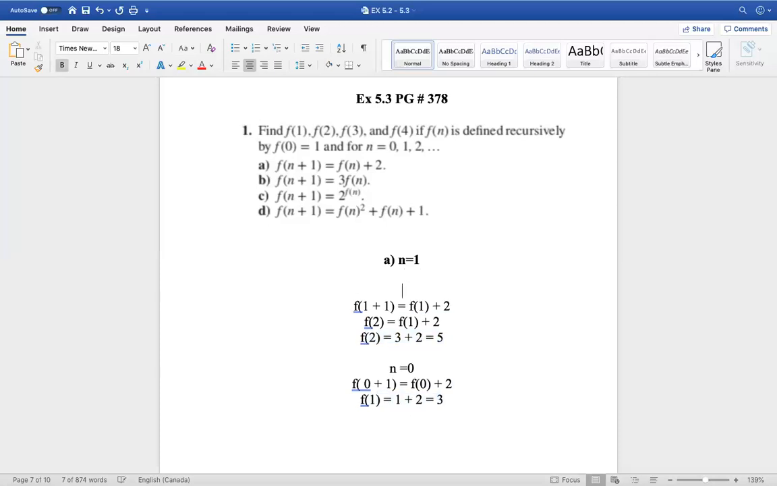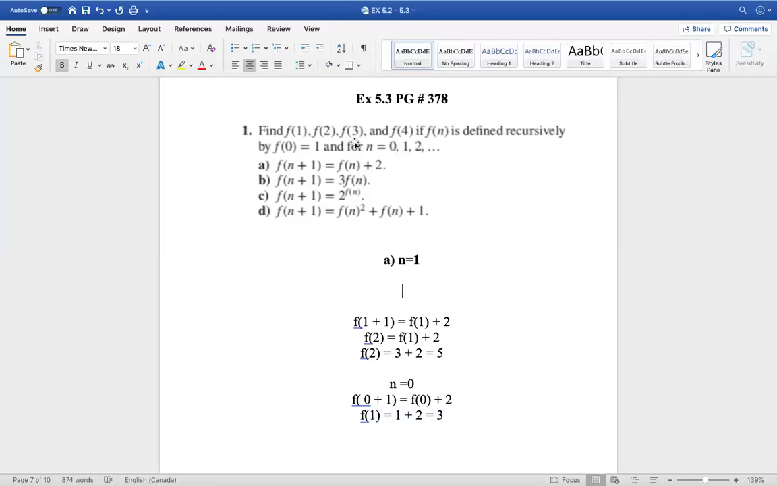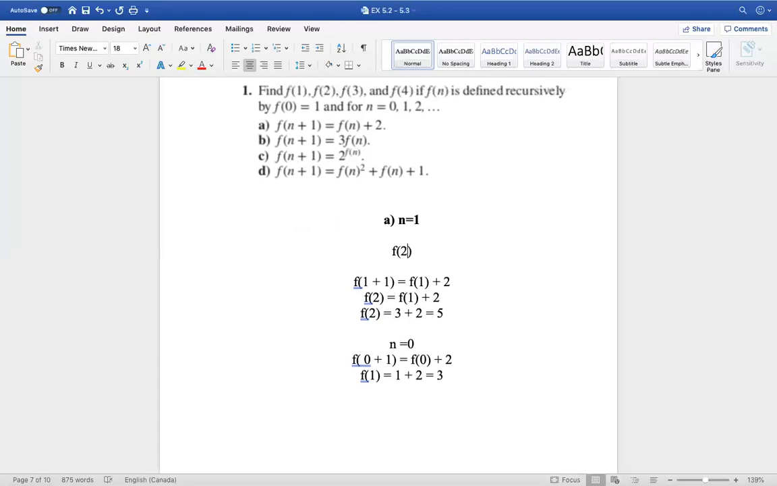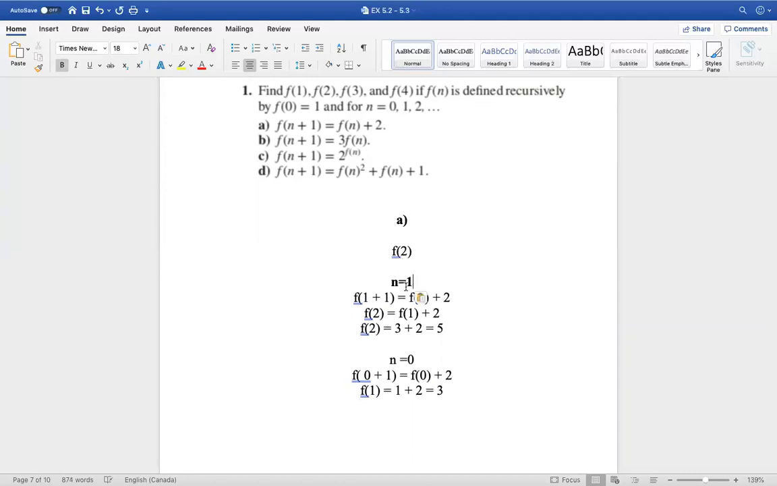Okay. Likewise, let's do f of 3 and f of 4. So in order to make it f of 3, I will say f of 2, and let me just put this here. And then here our n is equal to 2.